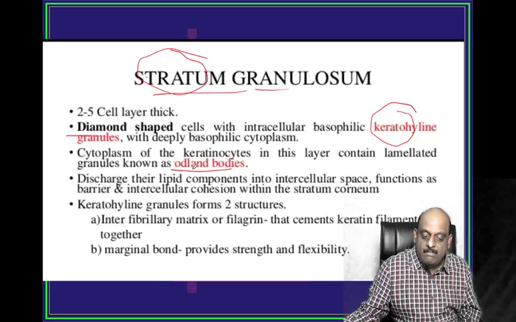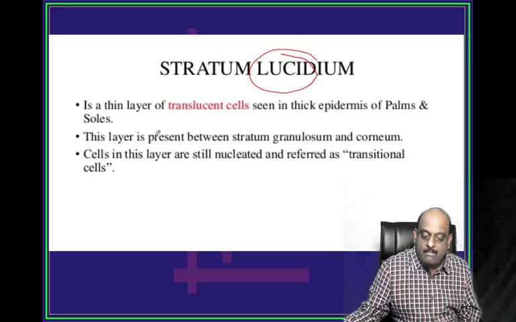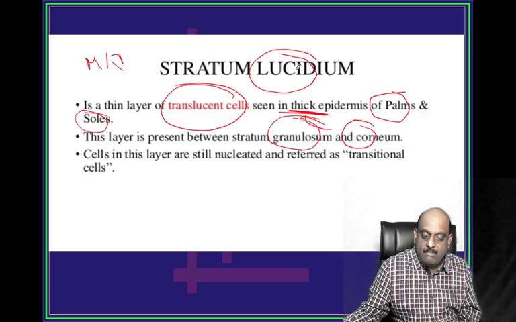Then stratum lucidum. What is there in lucidum? Translucent cells are seen in the thick epidermis of the palms and soles. And where is lucidum? This was a favorite MCQ of the examiner. Between granulosum and corneum, there is a lucent area which is called lucidum. And in this layer, the cells are nucleated and they are called transitional cells.